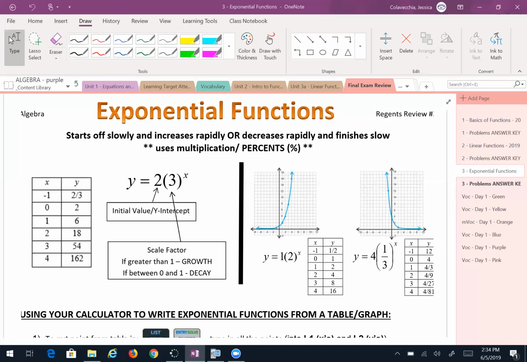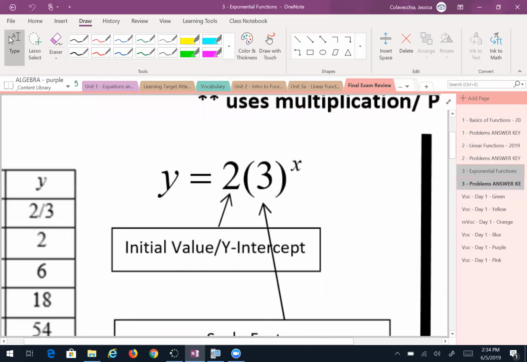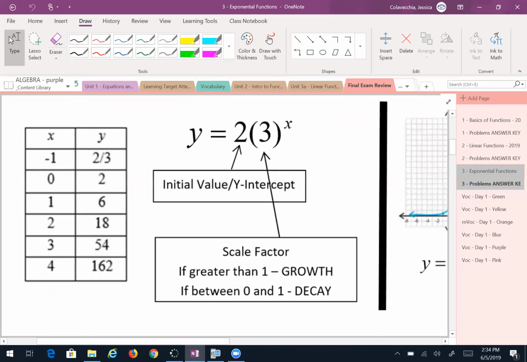All right. It uses multiplication or percents. So if we have a percent in a word problem, that's how we know we're going to use an exponential function. Our exponential functions are in the form of y equals 2 times 3 to the x. Remember, the exponent is our variable. That's also how we know that it's an exponential function. The number outside or in front is our initial value or our y-intercept. And the number inside the parentheses is the scale factor.